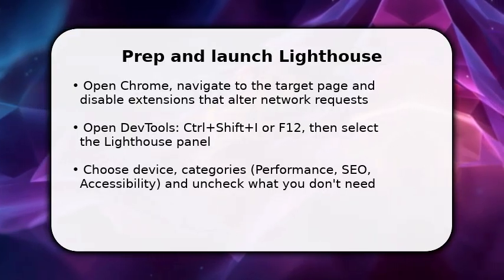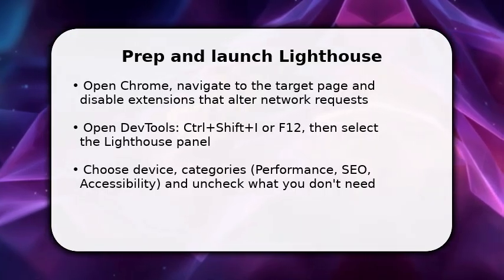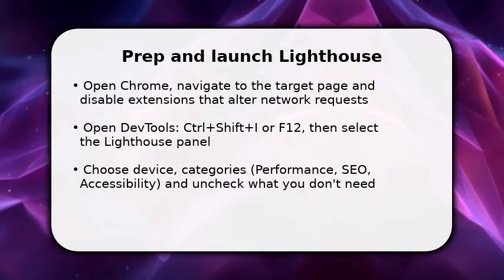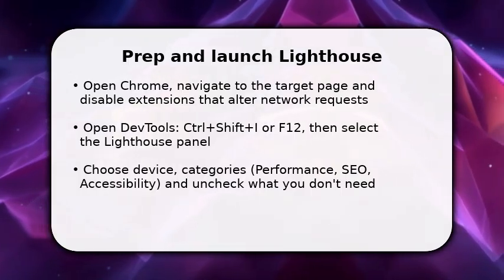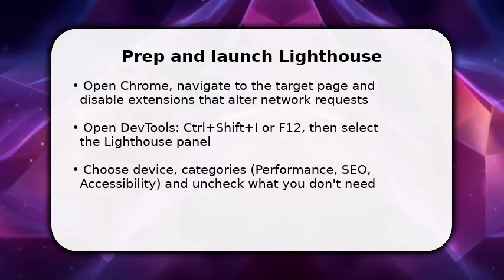Pick Desktop or Mobile and toggle Performance, Accessibility, Best Practices, SEO, and PWA. Then choose whether to clear storage and simulate slow networks. That makes results reproducible. Now run a single audit to get baseline metrics and scores.